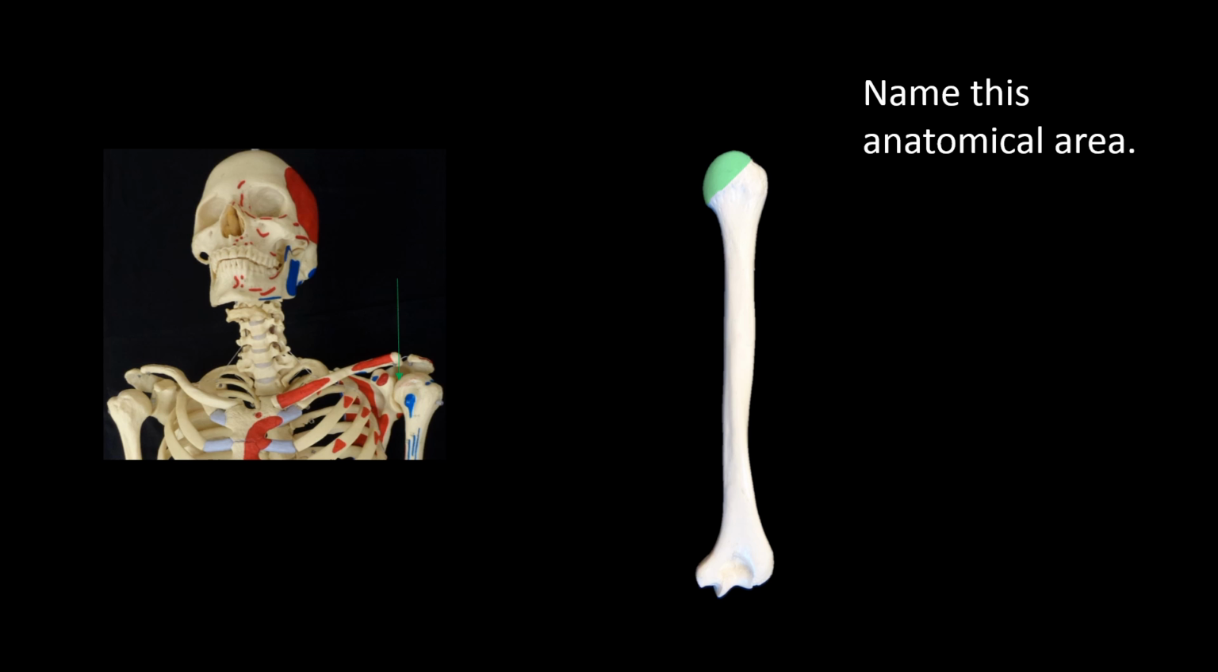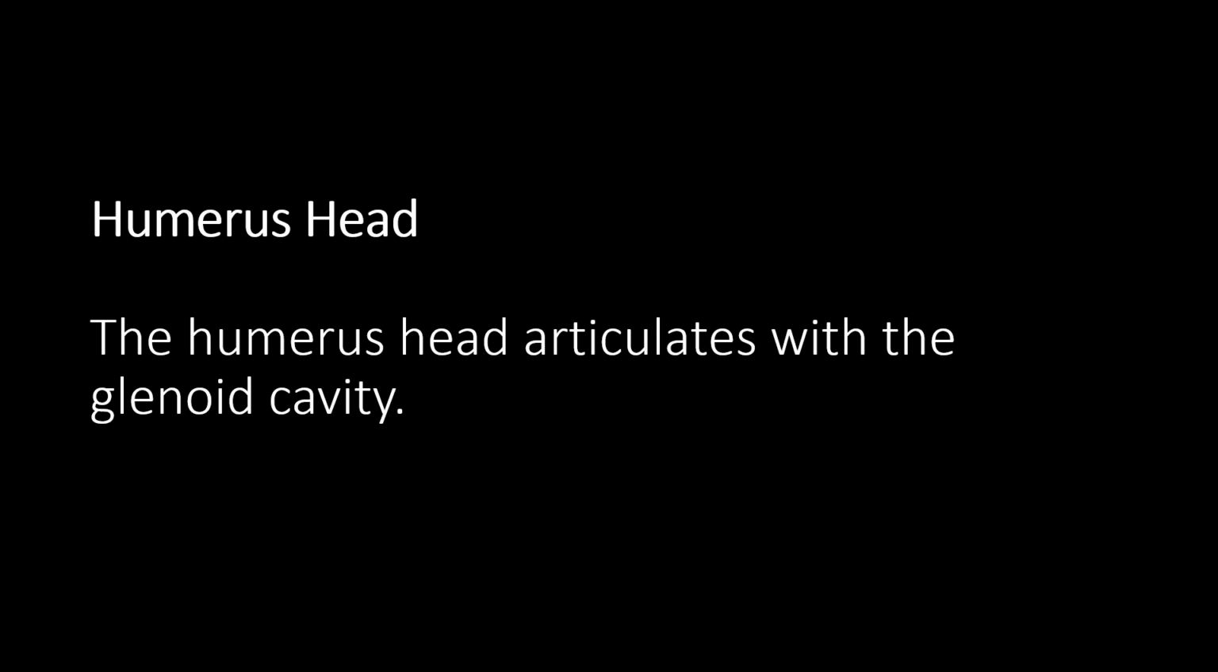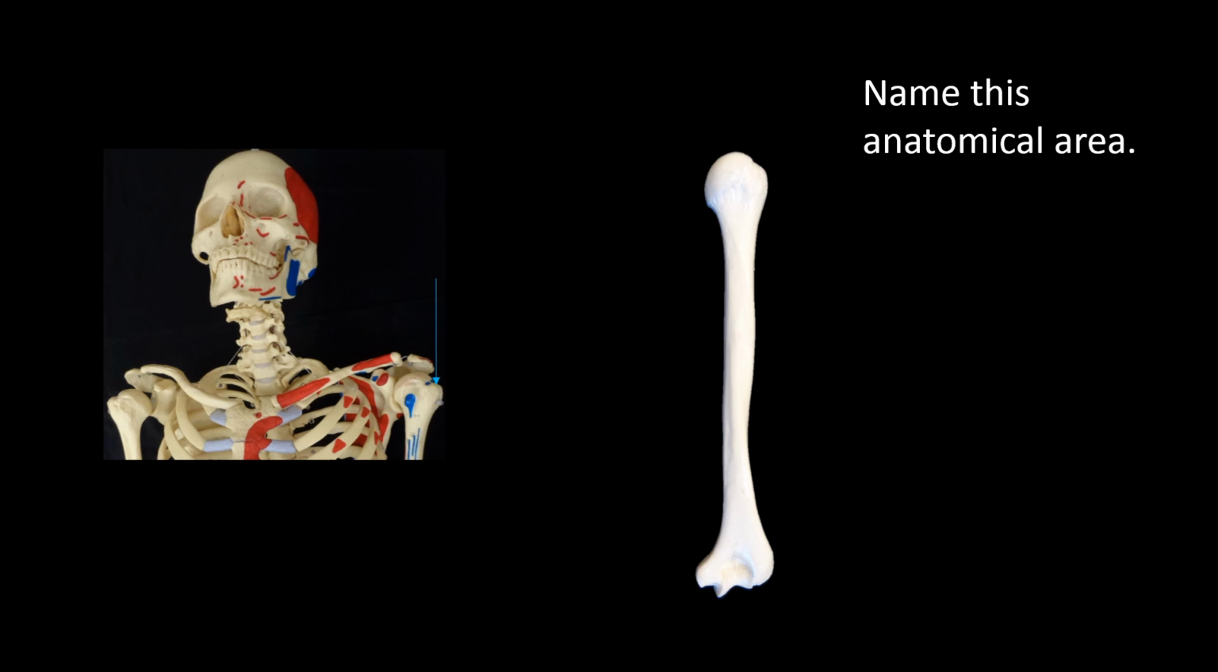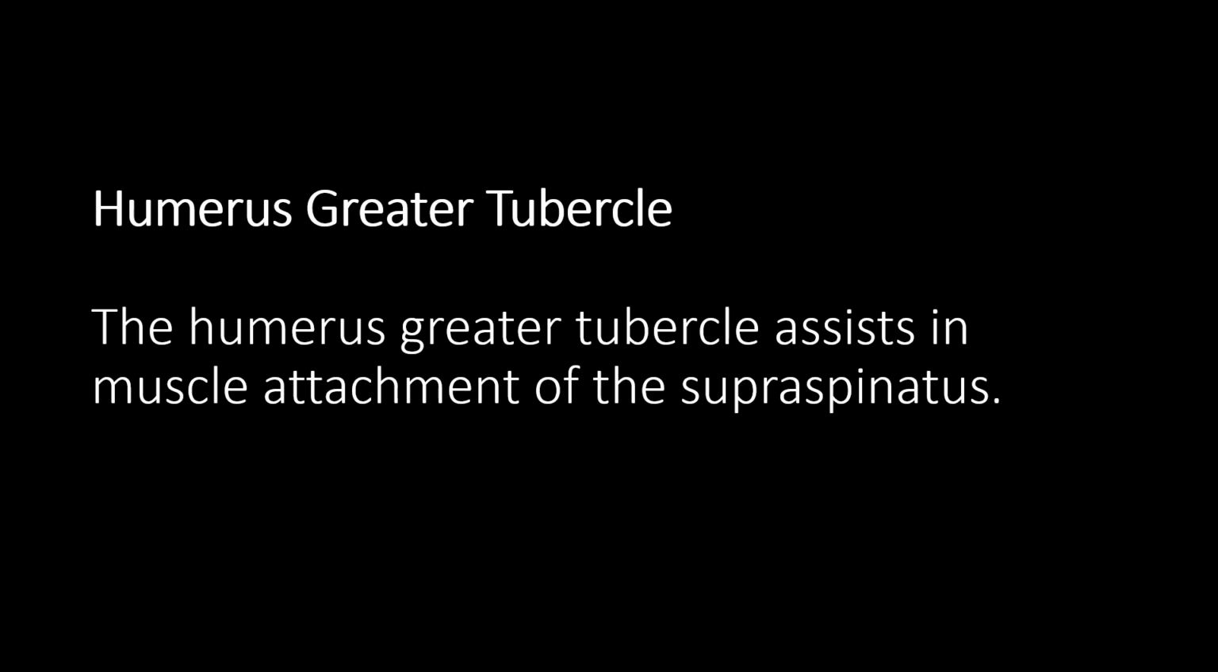Name this anatomical area. Humerus head. The humerus head articulates with the glenoid cavity. Name this anatomical area. Humerus greater tubercle. The humerus greater tubercle assists in muscle attachment of the supraspinatus.